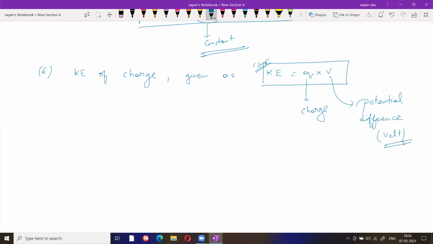Okay. Now this kinetic energy has a unit. In Q into V, Q is the charge of an electron and V is volt. So eV is basically the unit of energy. What is the full form of eV? Electron volt. Okay. Now what is eV?